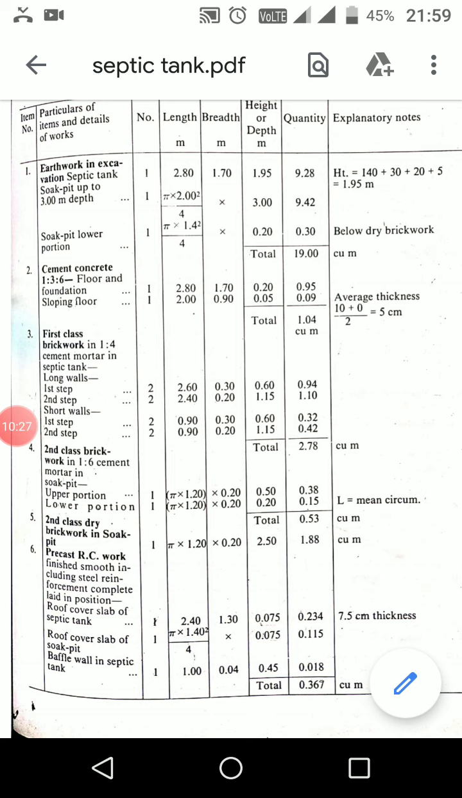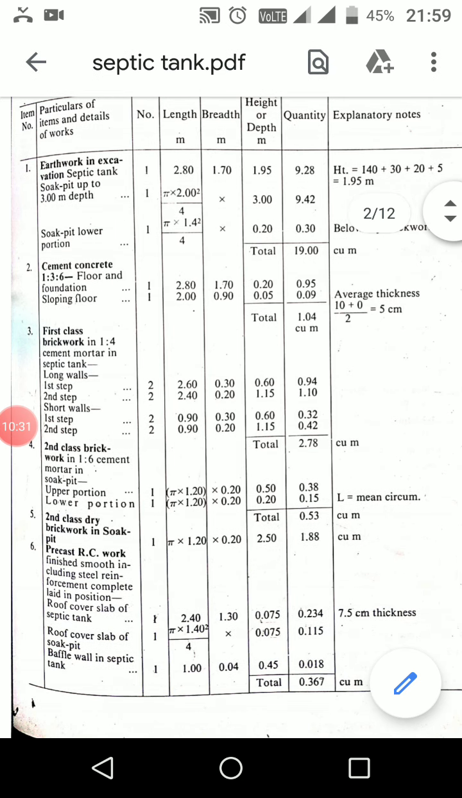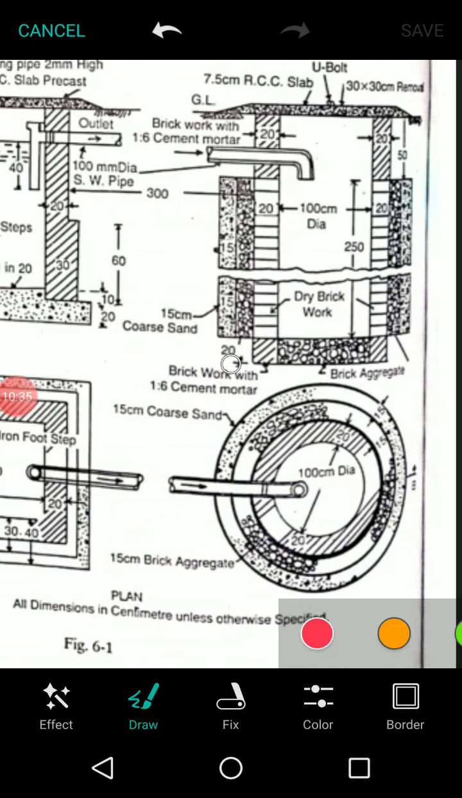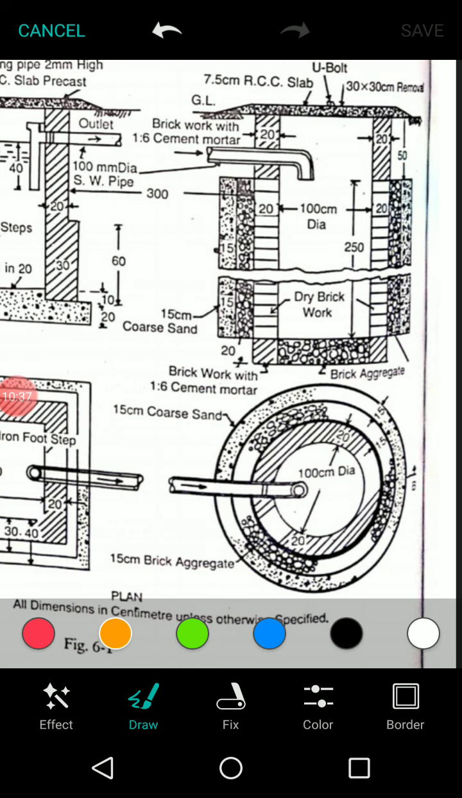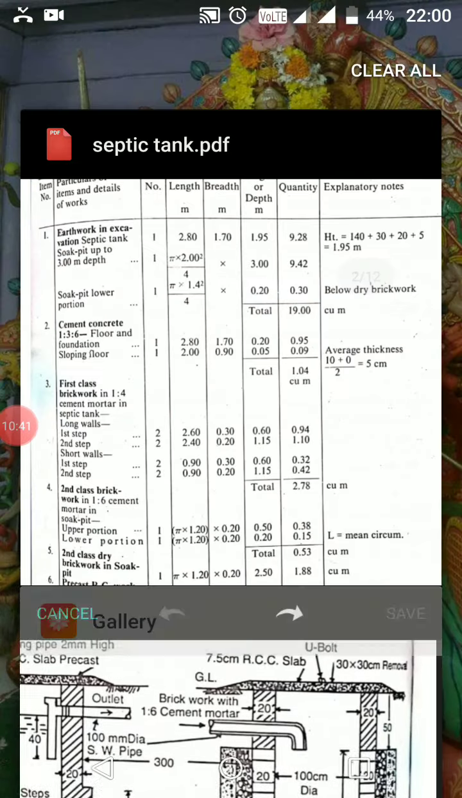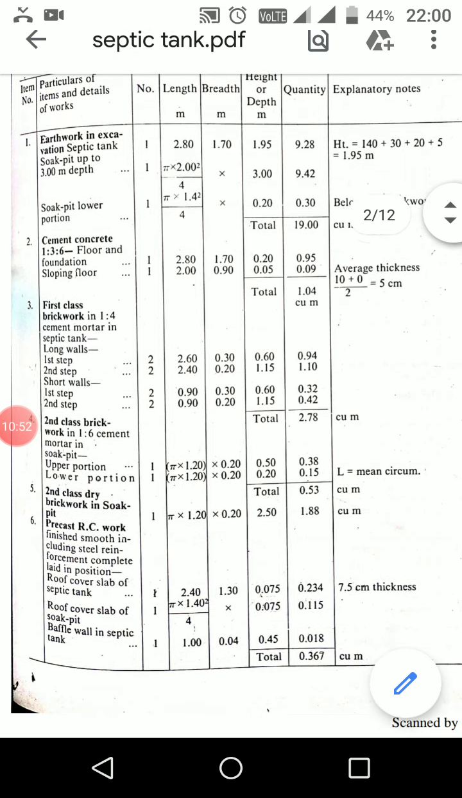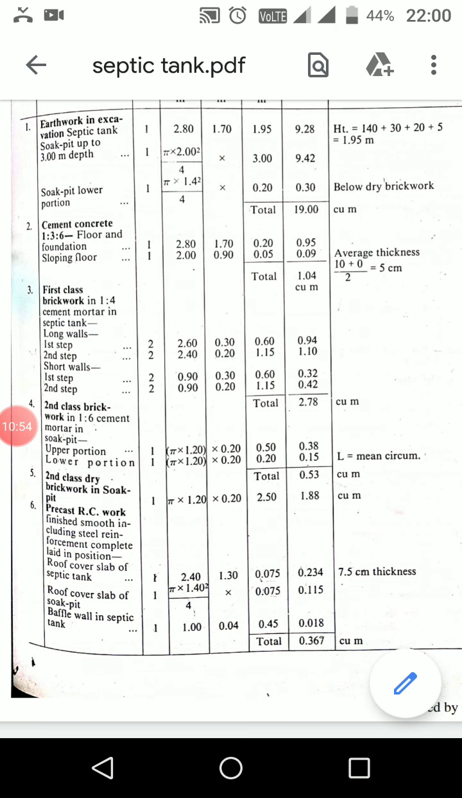So pi d square by 4 you will get the area multiplied with height, that is 20 centimeters. Here you can see in the figure, this particular height is 20 centimeters. Okay, so the total excavation quantity is 19 cubic meters here. So the next item, cement concrete.